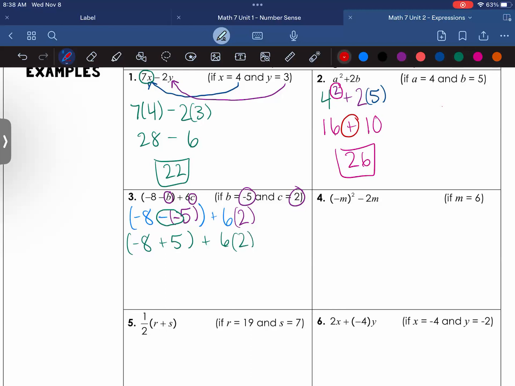All right, -8 plus 5 will get us -3. Plus 6 times 2 will get us 12. So our final answer is 9. You can always type that into your calculator.